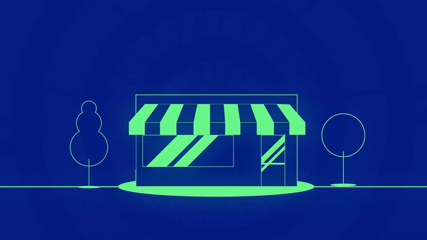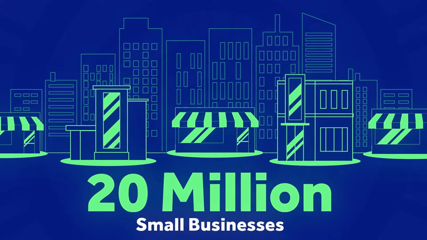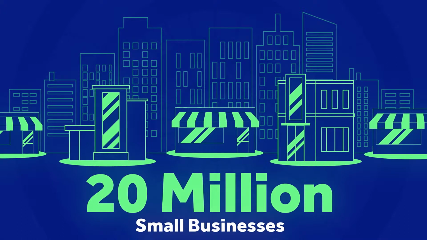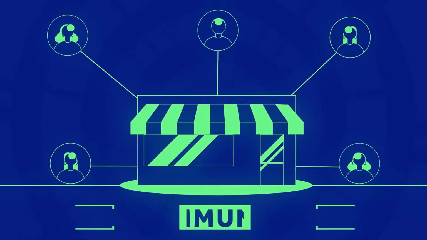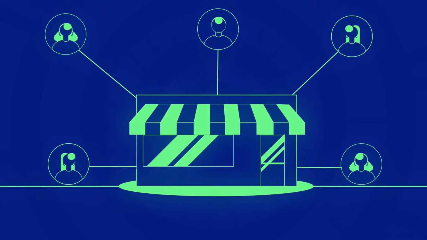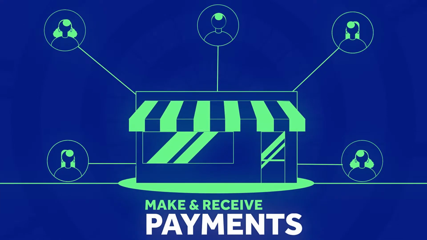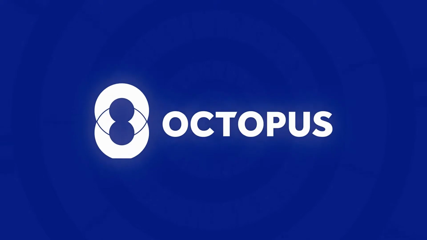Let's say you're like one of the over 20 million small businesses in Nigeria and would like to set up a closed community so you can manage your customers and at the same time have the ability to make and receive payments. Then you need to get OCTOPUS today.